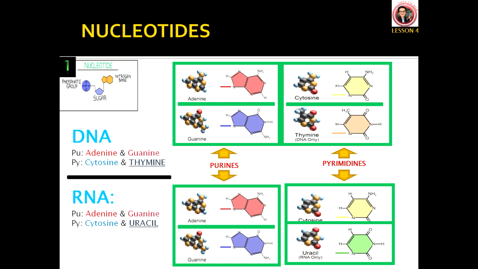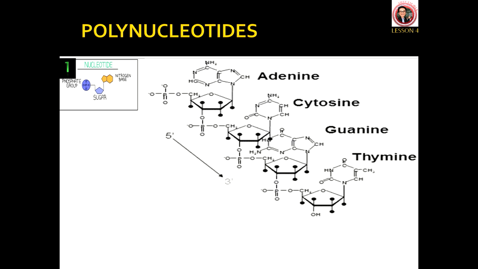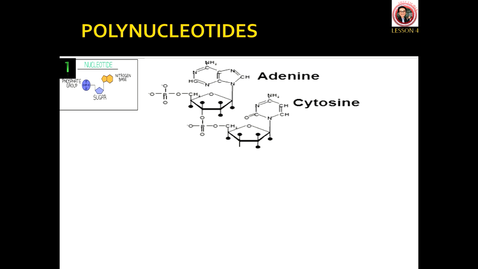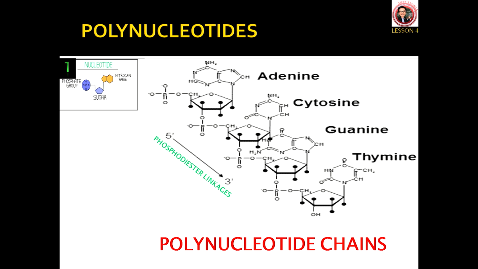The purines in DNA are adenine and guanine, the same as in RNA. The pyrimidines in DNA are cytosine and thymine. In RNA, they are cytosine and uracil. And if these nucleotides are assembled in a linear fashion by the formation of phosphodiester linkages, polynucleotides are formed. A polynucleotide, therefore, is a chain of nucleotides. It's a sequence of nucleotides.